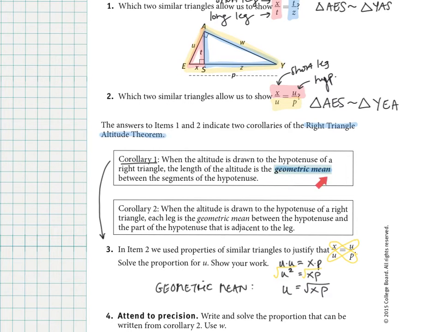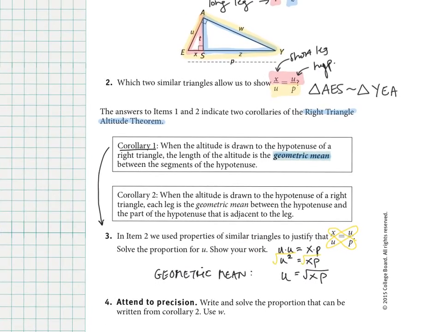That's what our geometric mean is. And that will always work whenever we have a right triangle with our altitude drawn, because again, it goes under the right triangle altitude theorem. So that's our first corollary, our first rule that we're noticing. This will always be true.